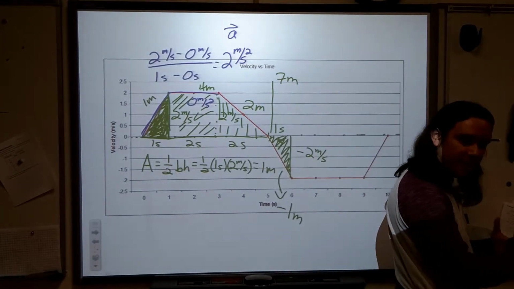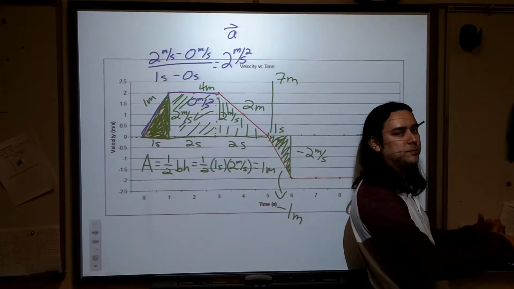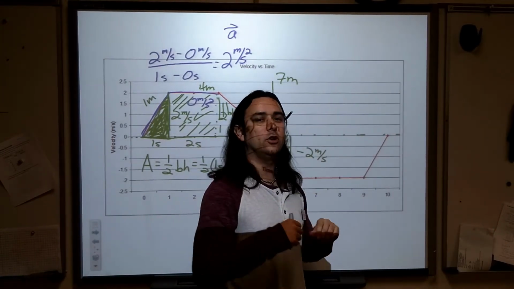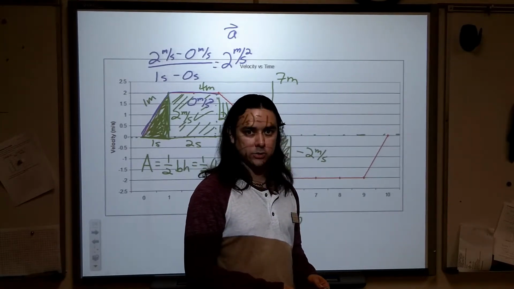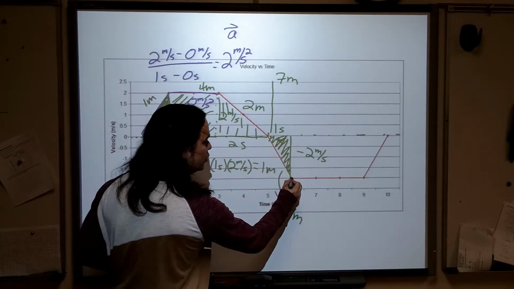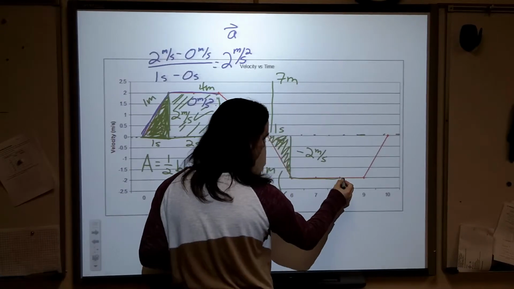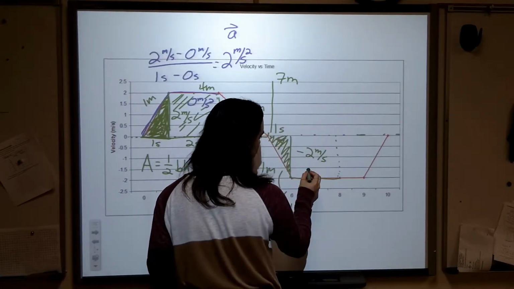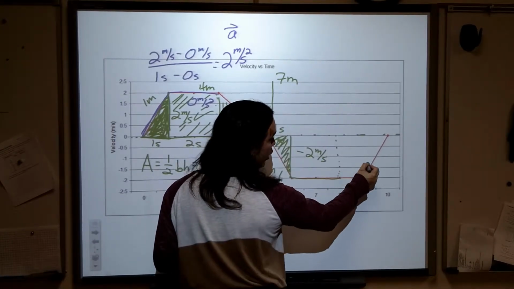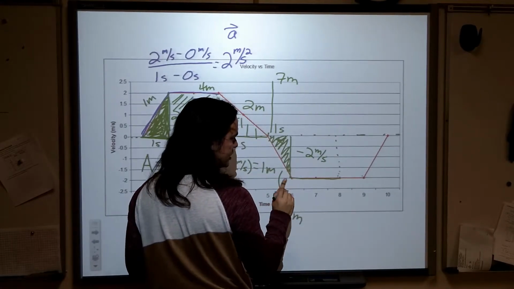Well, I was at 7 meters, positive 7, and now I displaced back 1 meter. I'm now at 6 meters. And then I continue going. Let's take a look at a small section of this. Let's go like this. I could go all the way over here, but I'm not just yet, and I'll show you why.